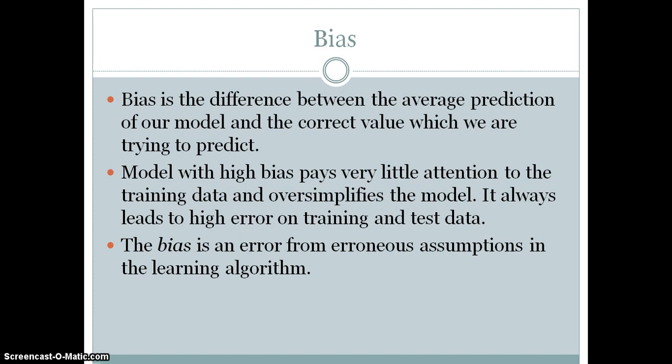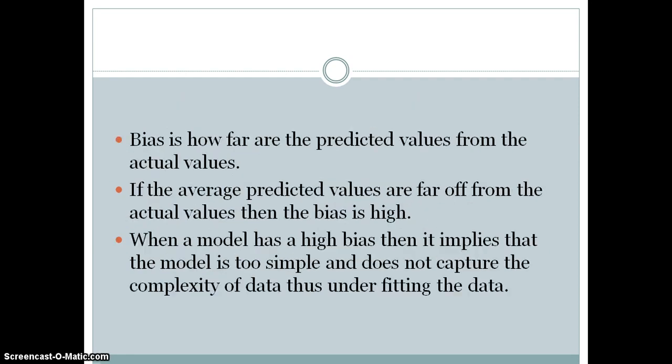So what is basically bias? How far the data that we have predicted differs from the actual value. It is denoted by the bias. So the bias error is the difference between the actual and the predicted values. If the average predicted values are far off, then the bias is high.